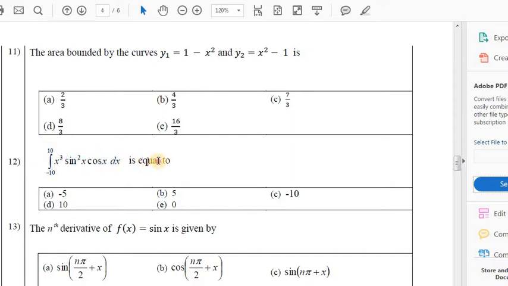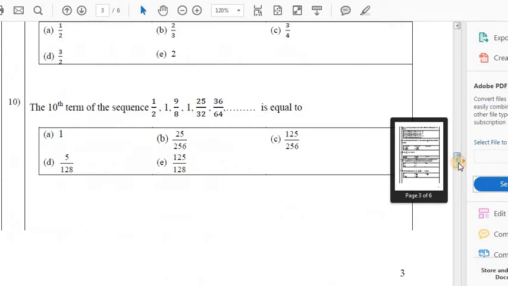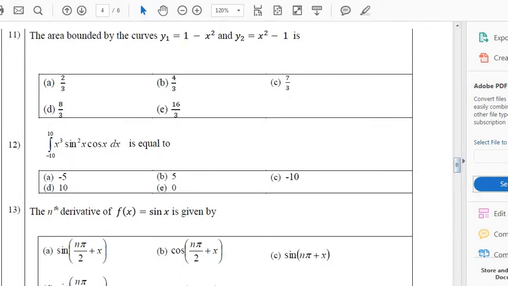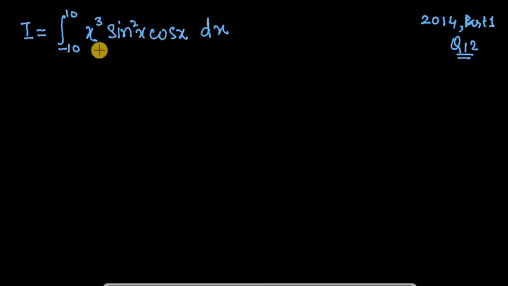Let's see this question in your previous year questions. Now let's see this question, which is of 2014 part 1, question number 12. So here we have to integrate x cube sine square x cos x within limits minus 10 to 10, with respect to x. So the function is x cube sine square x cos x dx.